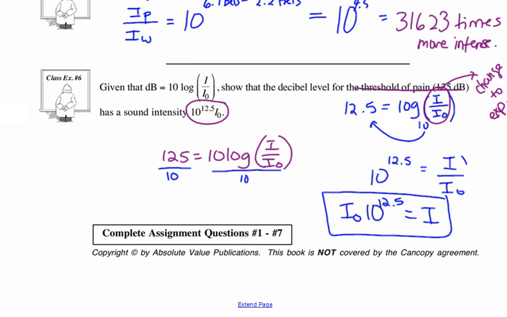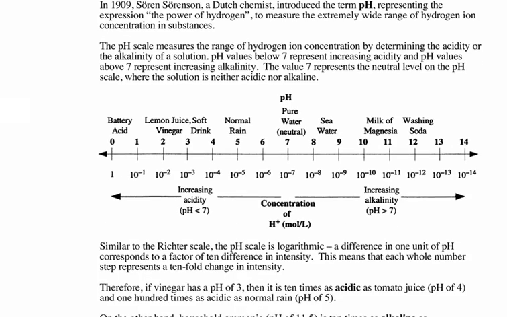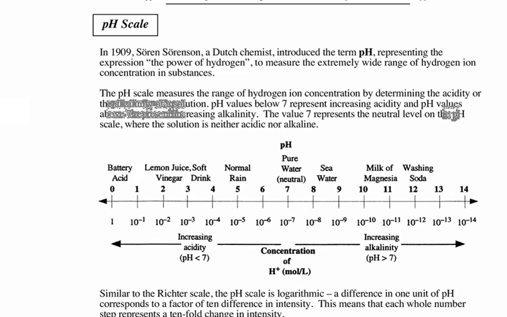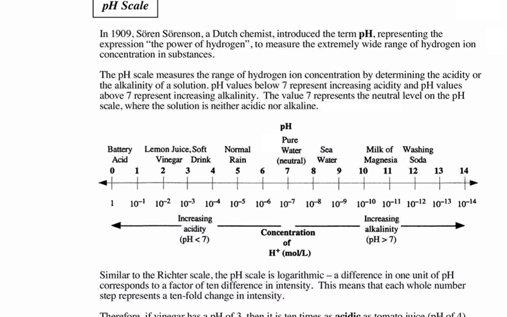Let's look at pH. I'm going to go pretty quick through this because we've seen pH a few times, right? Okay, so here's our pH scale. A Dutch chemist introduced the term pH representing the power of hydrogen. I didn't know actually that it stood for that. That makes sense. It's the power of hydrogen. That's cool.